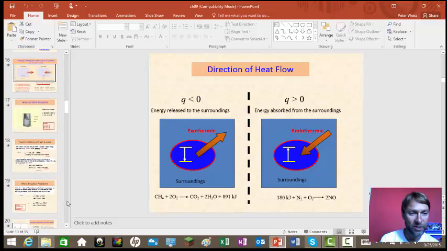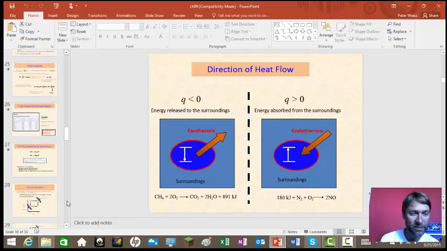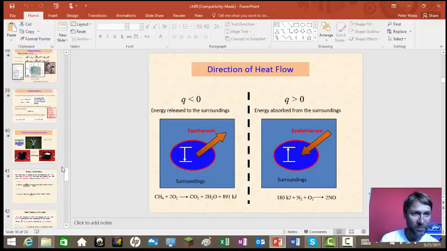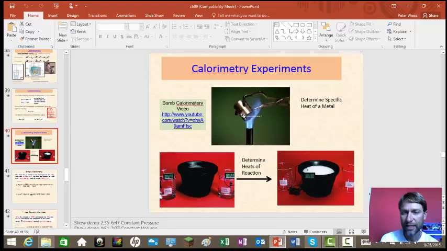So now let me explain to you the different calorimetry experiments. The first one is very simple. It is heating up a piece of metal and putting it into cold water to determine the specific heat of a metal. Another calorimetry experiment is determining the heat of reaction. We have two reactants, we mix them together and measure the temperature increase, and that allows us to determine the delta H of a reaction.